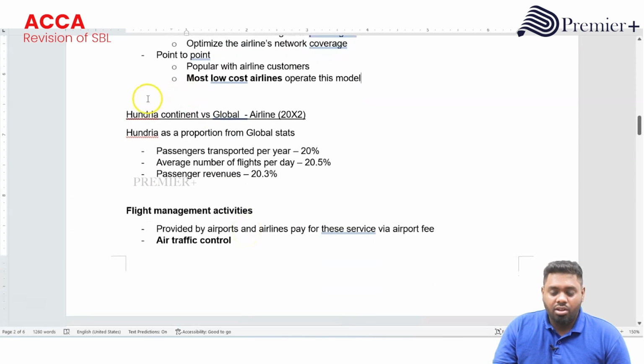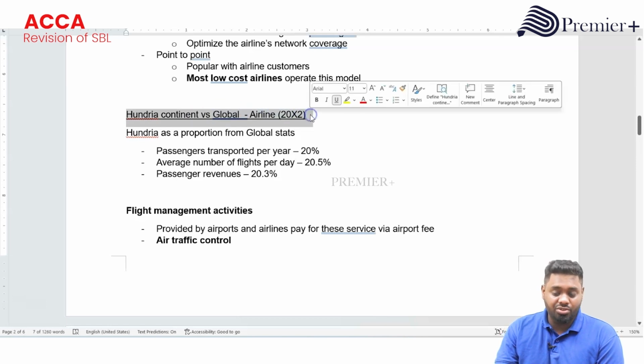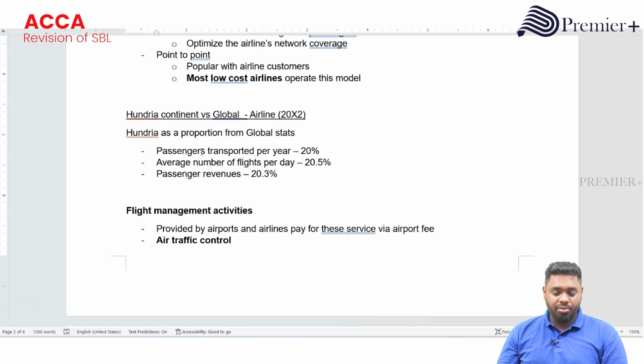Next, statistics on the Hundia continent against the overall global airlines in the year 2020. So Hundia statistics as a proportion of global stats. If you look at passengers transported per year, out of the global passengers, 20% are from Hundia. Average number of flights per day: if you look at the number of flights used globally per day, 20.5% is from Hundia.